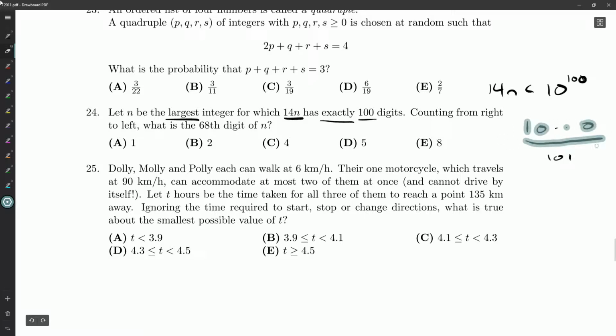Okay. And then what do they want? So they're telling us about this n. Counting from right to left, what is the 68th digit of n? Interesting. I don't think there's anything particularly special about the 100 digits, so what we might try is look at smaller cases and see, hey, can I notice any patterns?